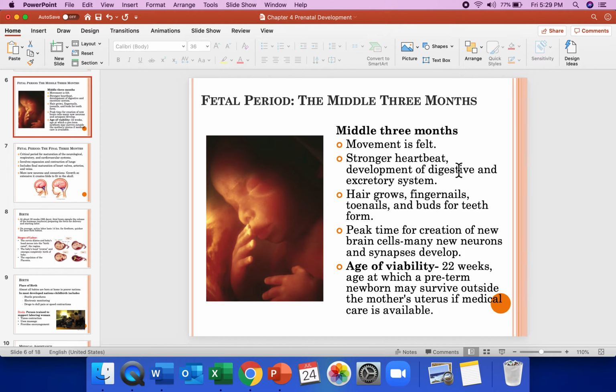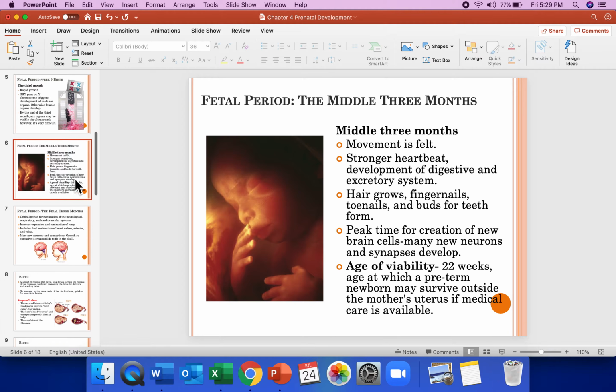These are the periods that will see a lot of systems starting to develop in the fetus. Actually, movement is going to happen. The mom can report feeling a flutter. So that is the baby actually starting to move within the womb. We're going to see a stronger heartbeat.